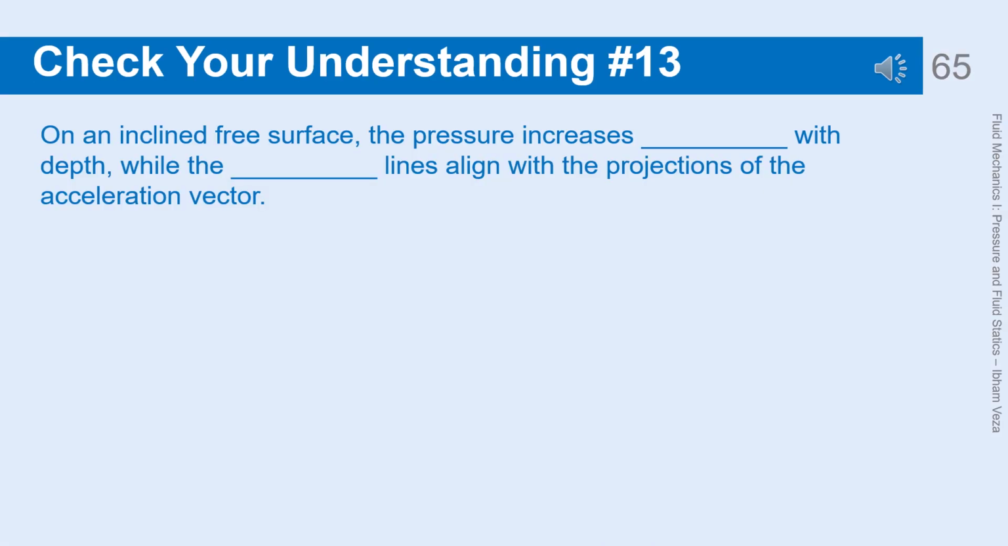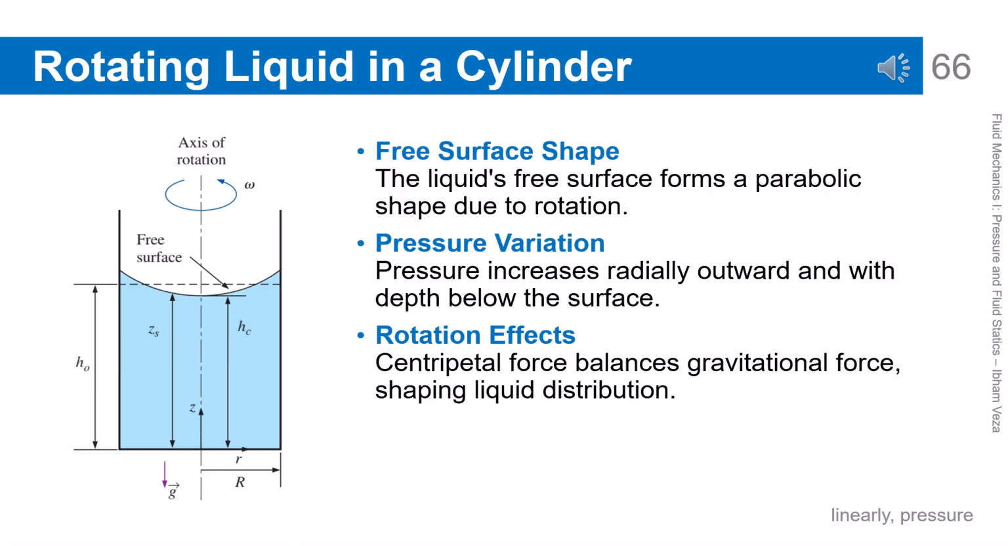Check your understanding. Number 13. On an inclined free surface, the pressure increases linearly with depth, while the pressure lines align with the projections of the acceleration vector.